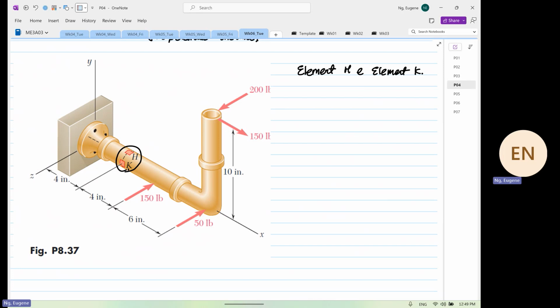Does someone have a thick permanent marker? Thick permanent marker. No, I don't want those. I want to do better. Oh, very good.